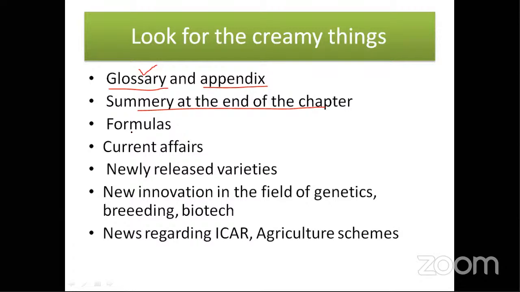And formulas, wherever you find the formulas in the book, formulas are very, very important. So what you need to do is, you can make a small note, means like a pocket notebook, pocket diary, something like that, where you will write down all the formulas. Wherever you find any formula related to a particular thing, you will write down the formula in that particular notebook. So you will have a compilation of all the formulas together.